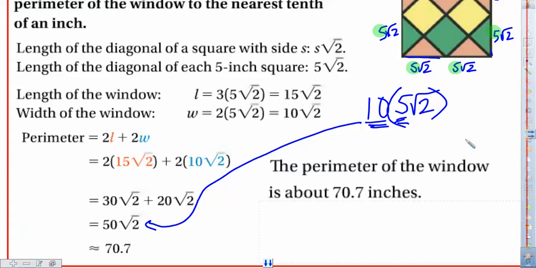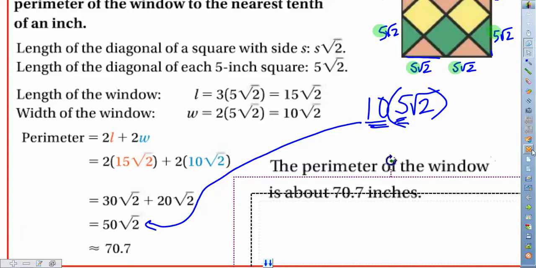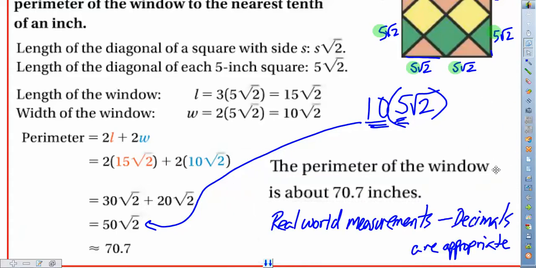Now the reason why they do that approximate length right there is because we're dealing with a real world problem, and with real world measurements, decimals are more appropriate than radical answers.